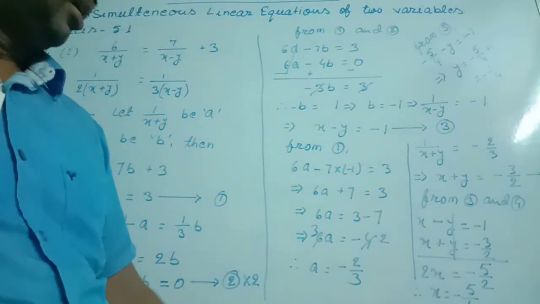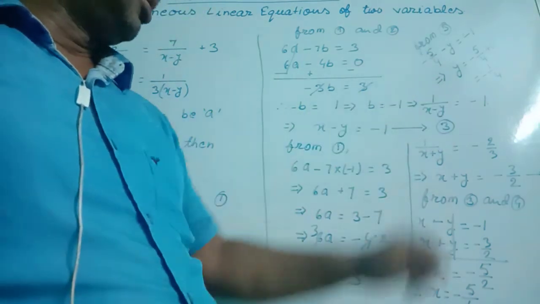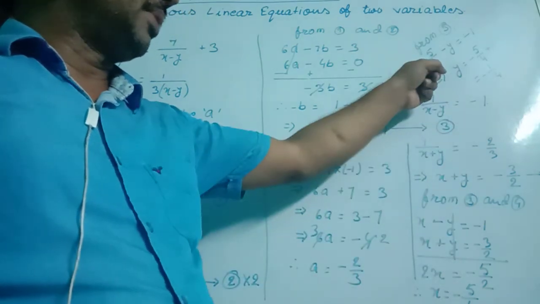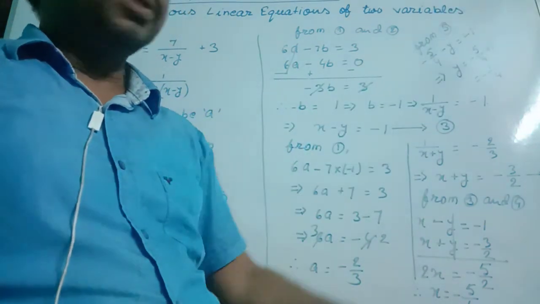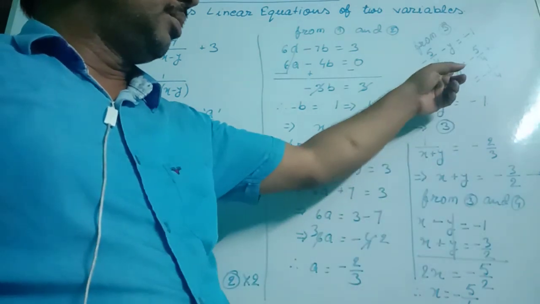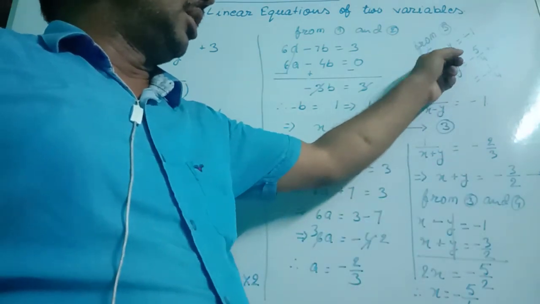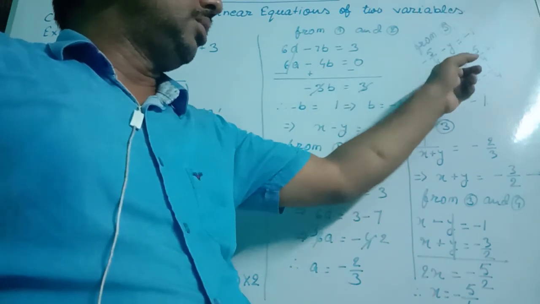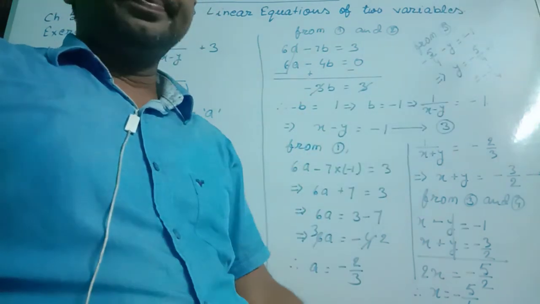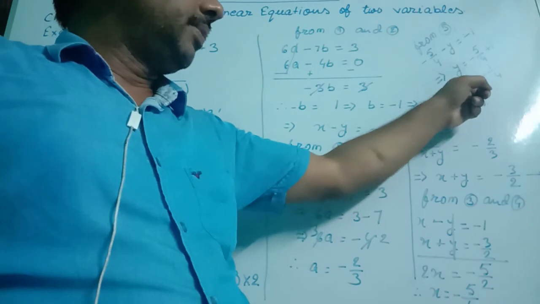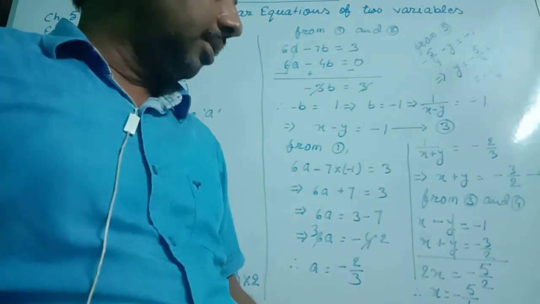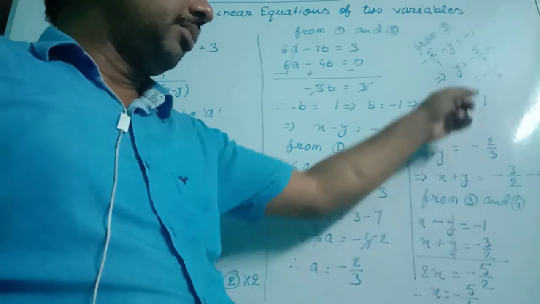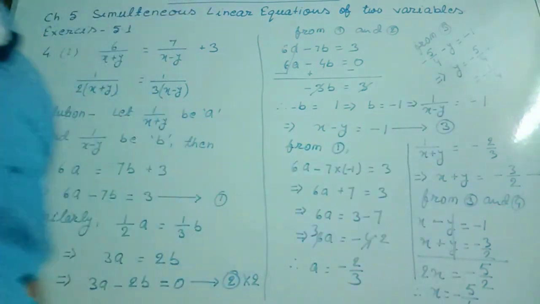Now I kept this value in equation number 3, x minus y equal to minus 1. At the place of x I kept minus 5 by 4, minus y equal to minus 1. I calculated it: minus y will go that side and minus 1 will come this side. So y equal to minus 5 by 4 plus 1. I calculated and I got the value of y equal to minus 1 by 4. Therefore, the values of x and y became x equal to minus 5 by 4 and y equal to minus 1 by 4. These are the answers.